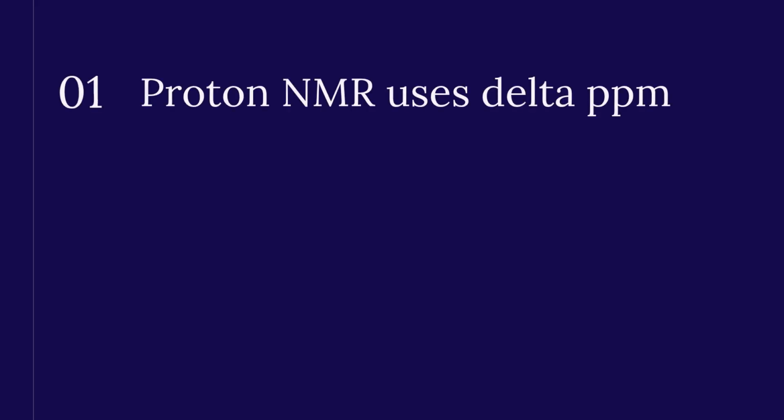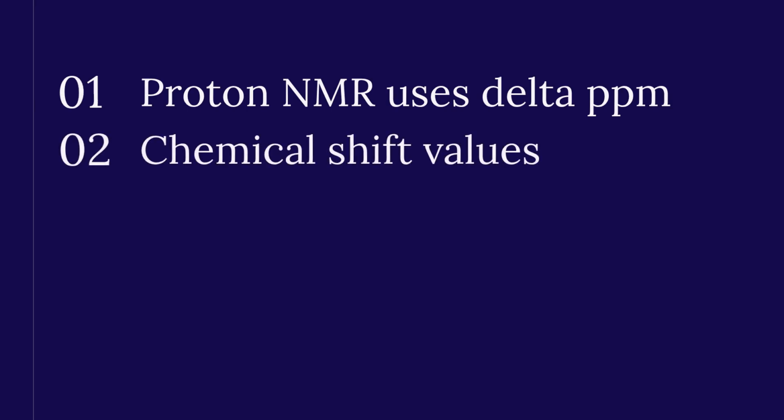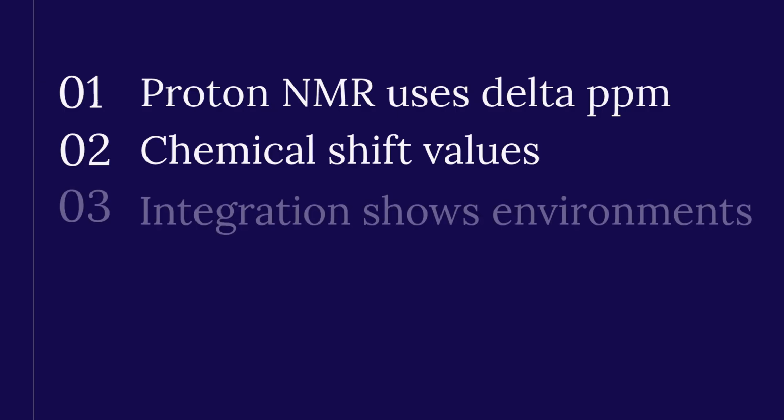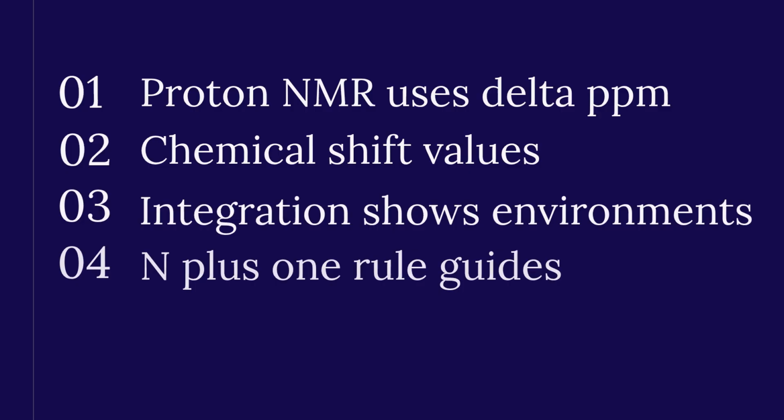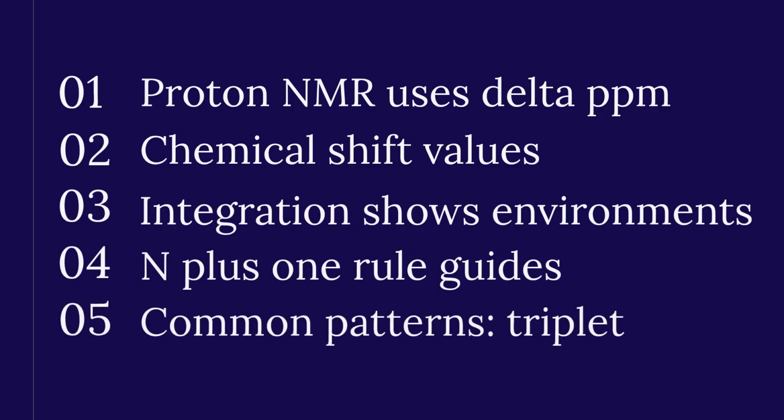Proton NMR uses chemical shift values in delta ppm. Integration reveals proton environments. The N+1 rule explains splitting patterns. Triplet, quartet, and singlet patterns are common. Linking spectra to molecular structure is crucial.